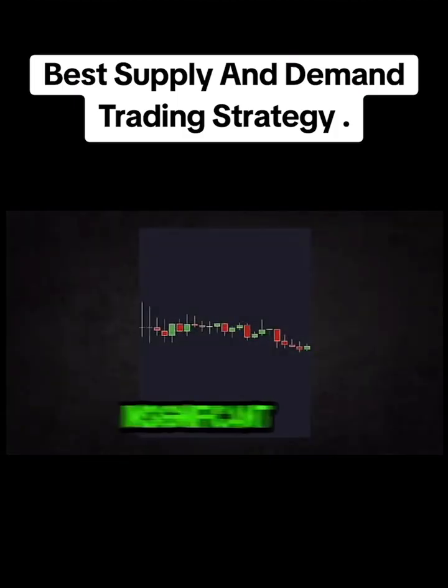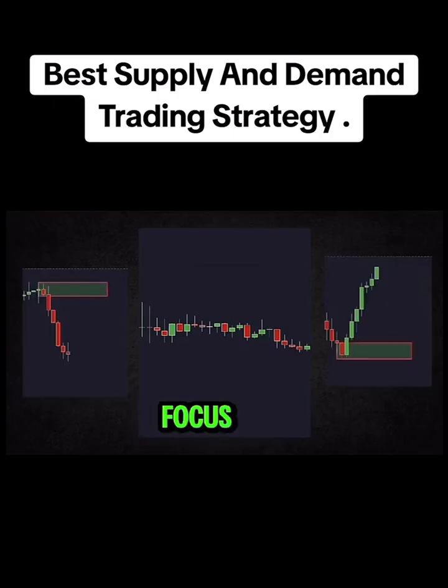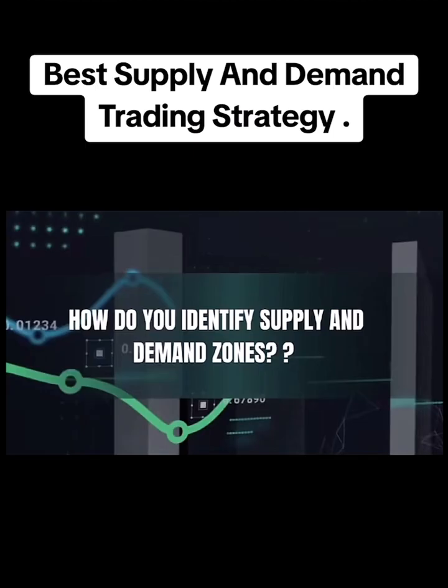However, if you see small, insignificant candles, this is not where the action is. These small candles represent weak trading activity and indicate that the big players aren't involved. So focus on those bold momentum candles as they reveal the areas of true market movement. So how do you identify supply and demand zones?